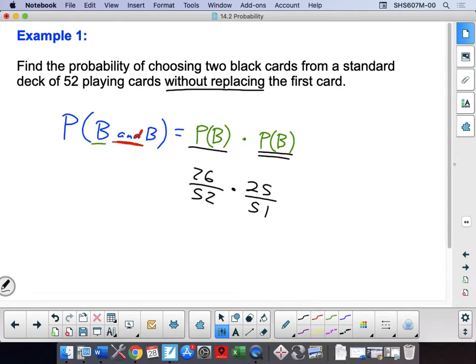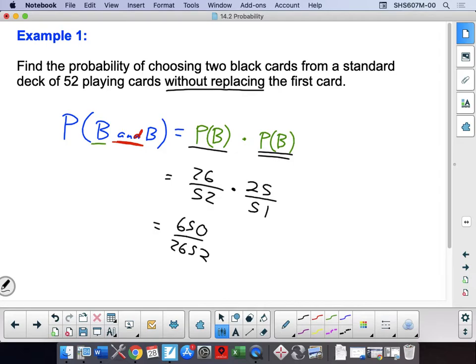It said without replacing. So if you take the card out, then you only have 25. Now, if I did replace it, if it said replacing the first card, then again it would be the same thing, 26 out of 52. But since I didn't replace it, there's 1 less black card in the deck, 1 less card in the deck. Now if you multiply this out on the calculator, top times top, bottom times bottom. I think this comes out to be 650 over 2,652.